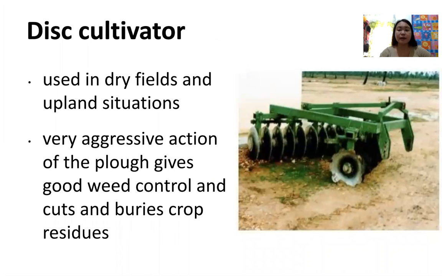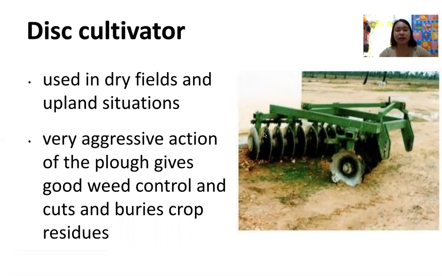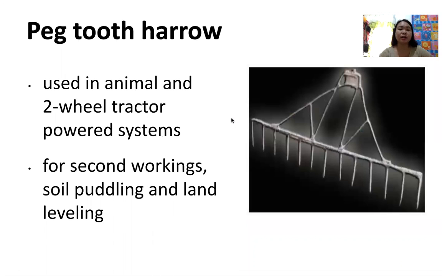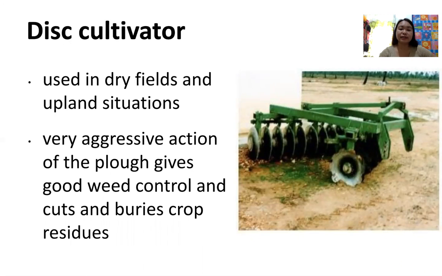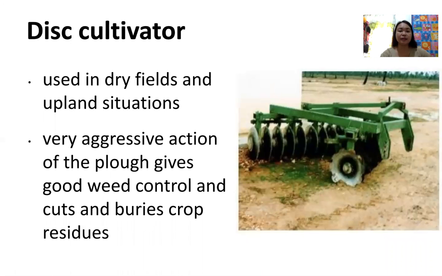Another implement is the disc cultivator. It is used in dry fields and upland situations. The very aggressive action of the plow gives good weed control and cuts and buries crop residues. This is the disc cultivator, and it's easily identified from the peg tooth harrow, because the peg tooth harrow is just like teeth, while the disc cultivator is round.